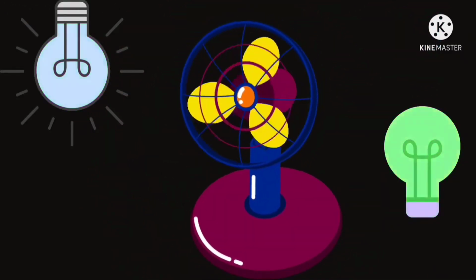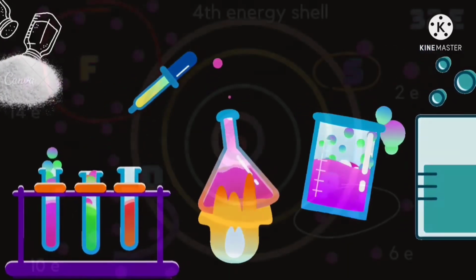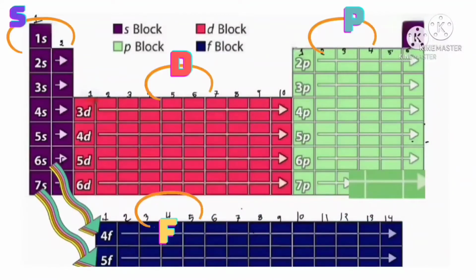Electrons play an important role in various fields of science such as electricity, magnetism, chemistry, etc. Electron configuration is the arrangement of electrons in different energy levels around an atomic nucleus.